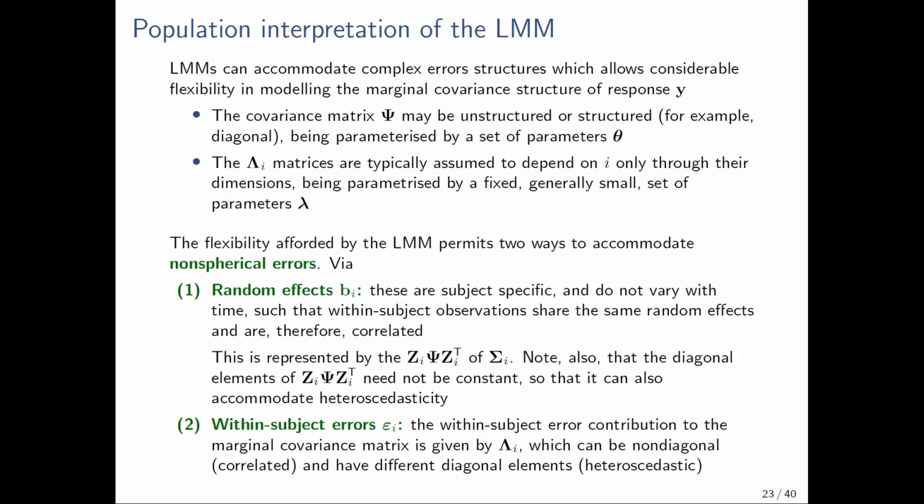Second point about the population interpretation of the linear mixed model is that within-subject errors, their contribution to the marginal covariance is Lambda_i, which can be non-diagonal, that is correlated, and of different diagonal elements, that is heteroscedastic. So these two components give us a lot of flexibility, all specified parsimoniously through a small set of parameters.